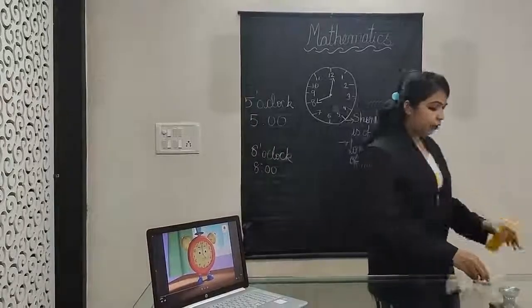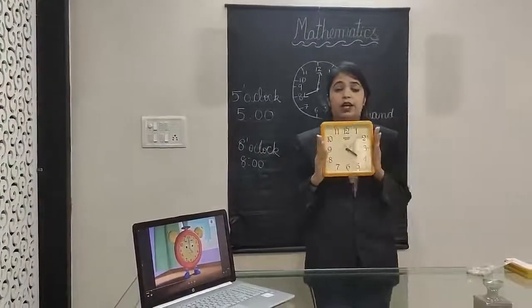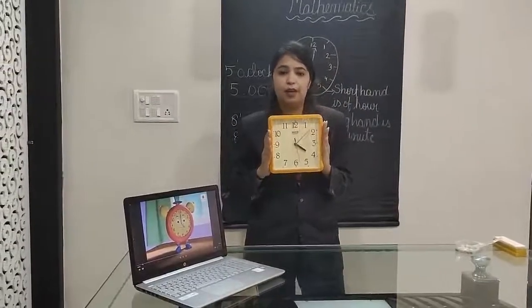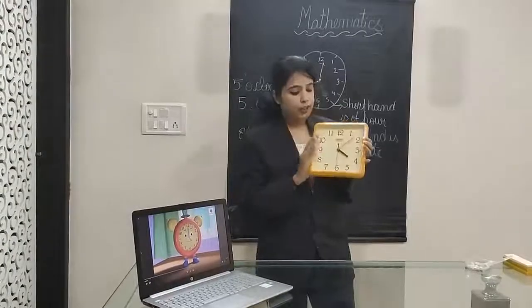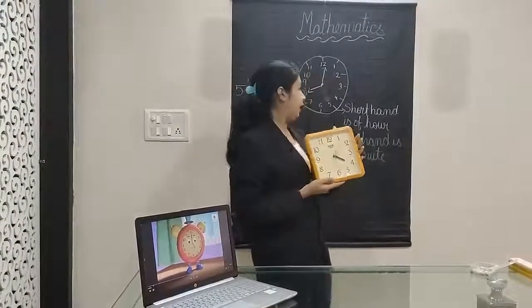Now there are two types of clock. This one is a number clock. It is also called an analog clock. You can see there are 12 numbers in this clock as I have drawn.